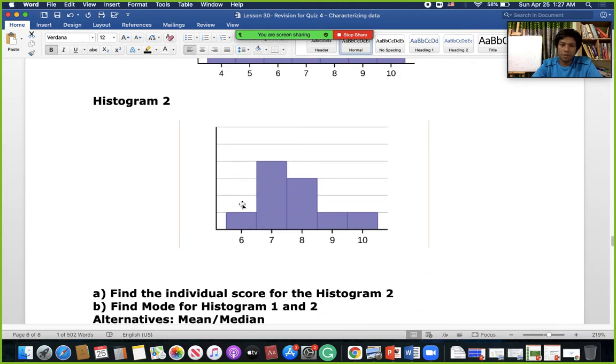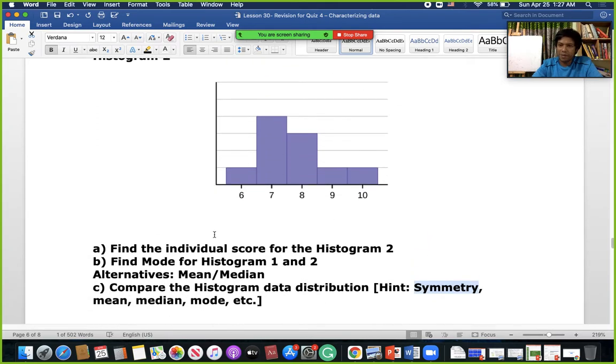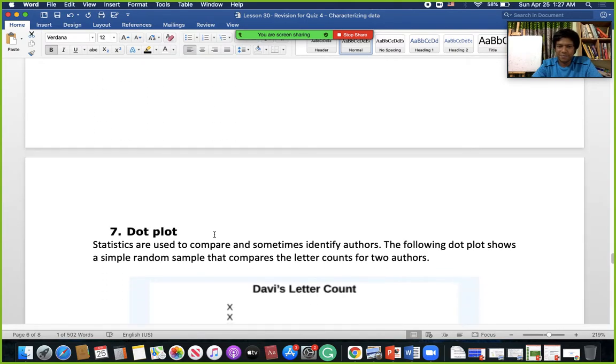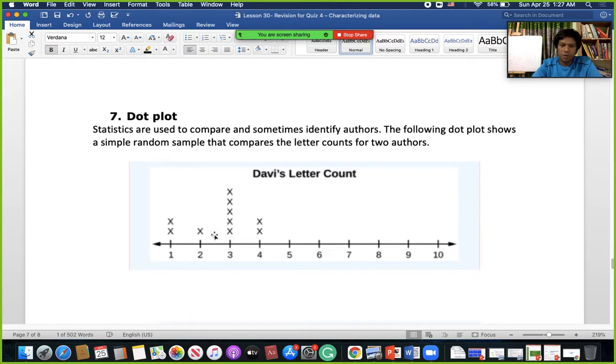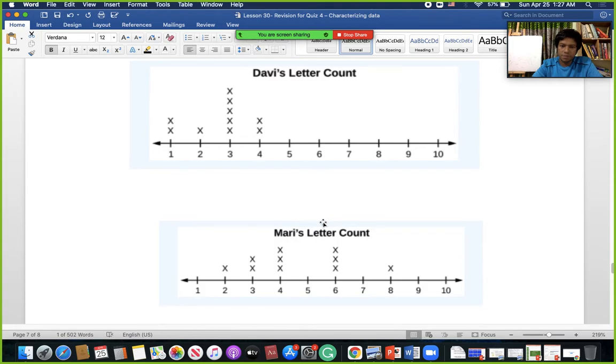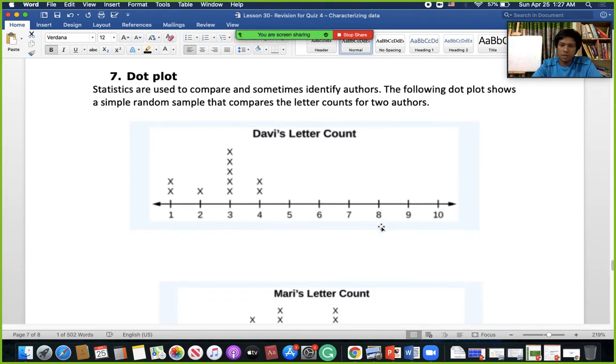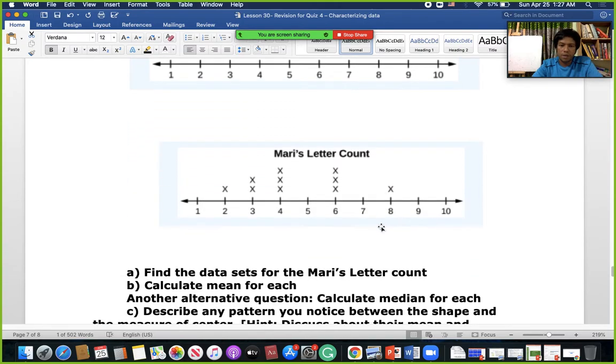In one case, I thought that we will give 3 histograms then compare them, but it seemed a little bit extra. Then we have the dot plot. So statistics are used to compare and sometimes identify the authors. Like these are the word counts. The following dot plots show a simple random sample that compares the letter counts for two authors, Devi and Mary. So their word count is given. These are given from this random sample.